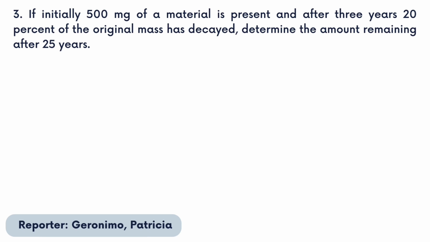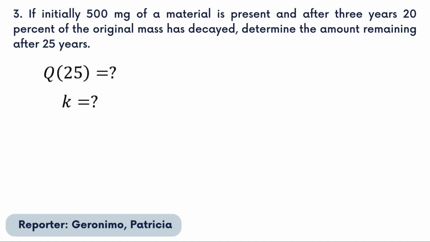Example number 3. If initially 500 mg of a material is present and after 3 years 20% of the original mass has decayed, determine the amount remaining after 25 years. In this problem, we're looking for the amount remaining after 25 years. In the given problem, we only have the initial quantity, or the Q sub 0, the time, or the T, and the quantity, or the Q. And we're missing the K.